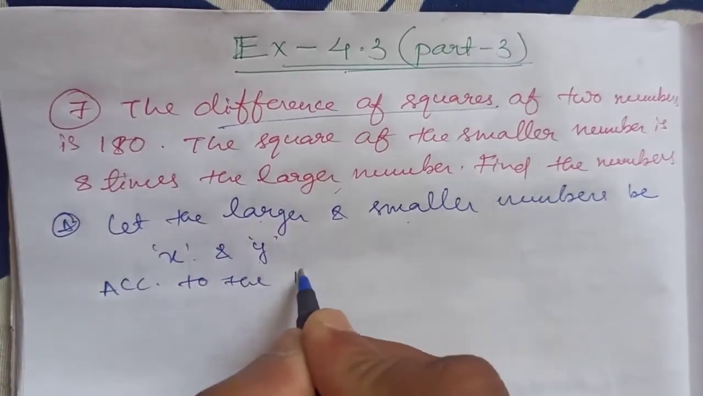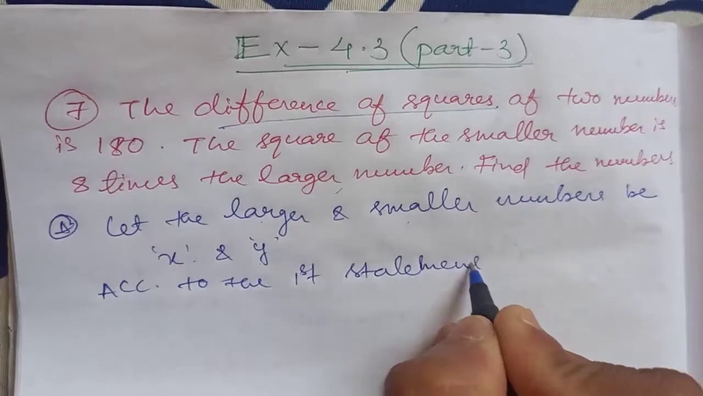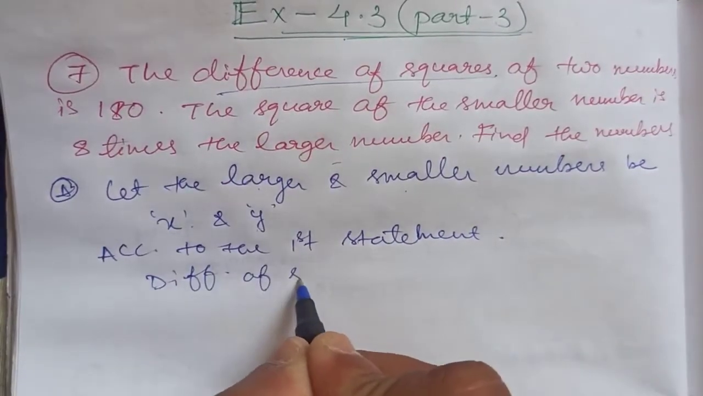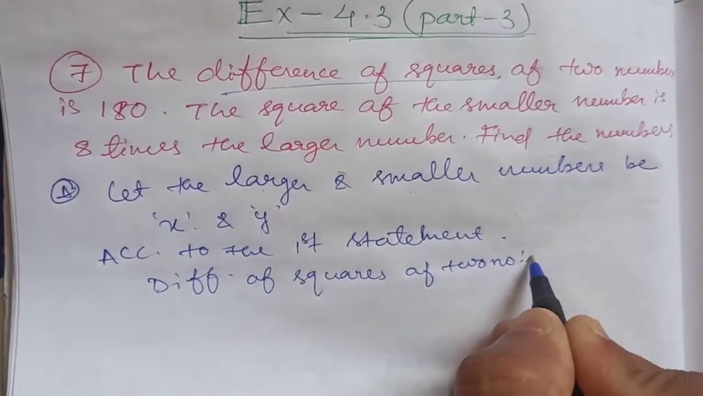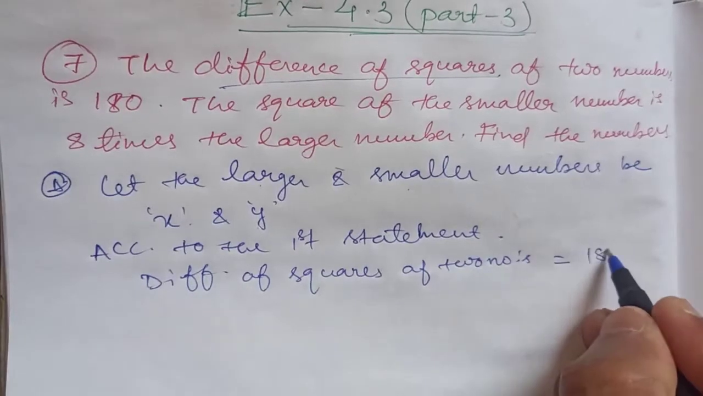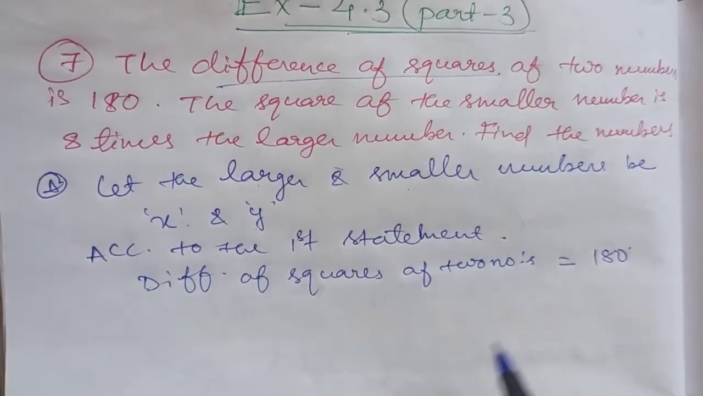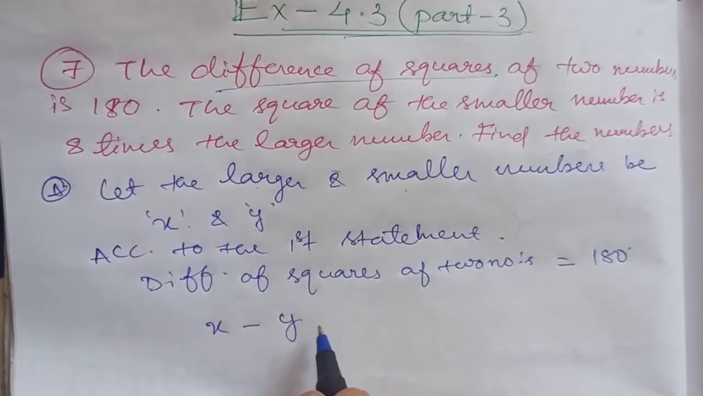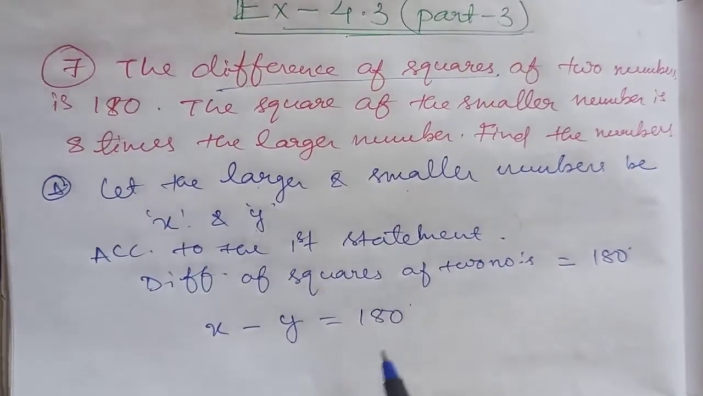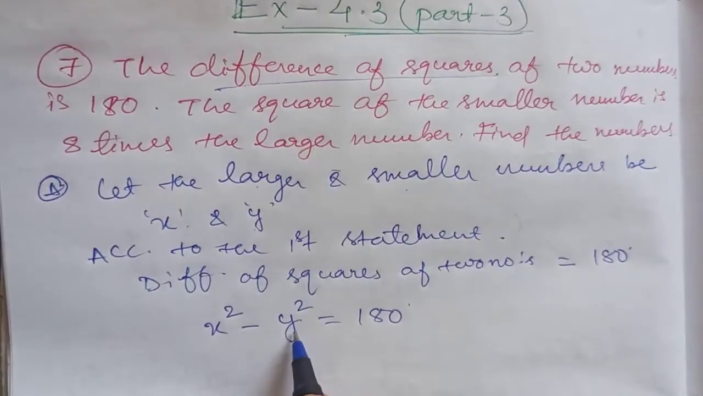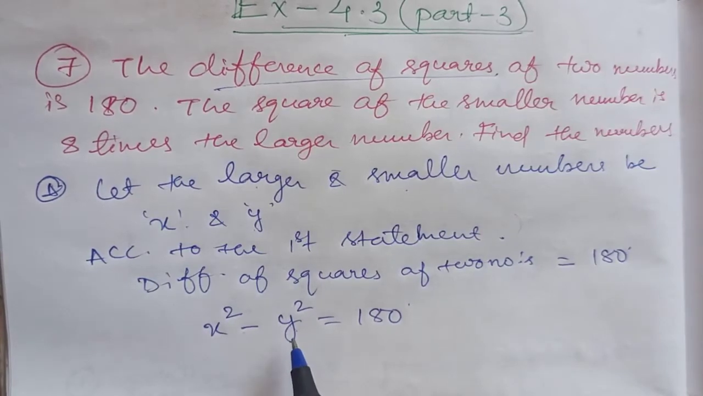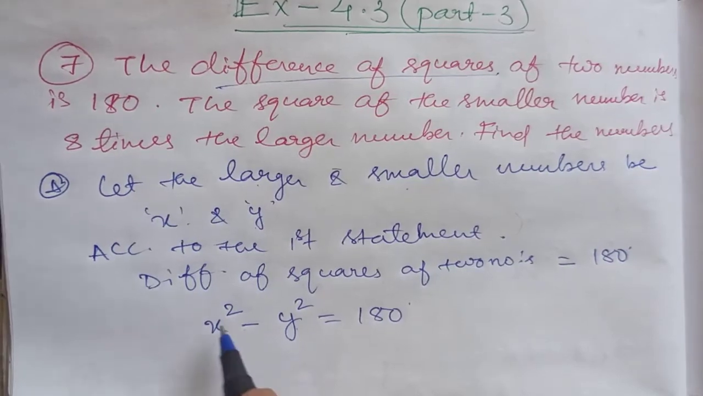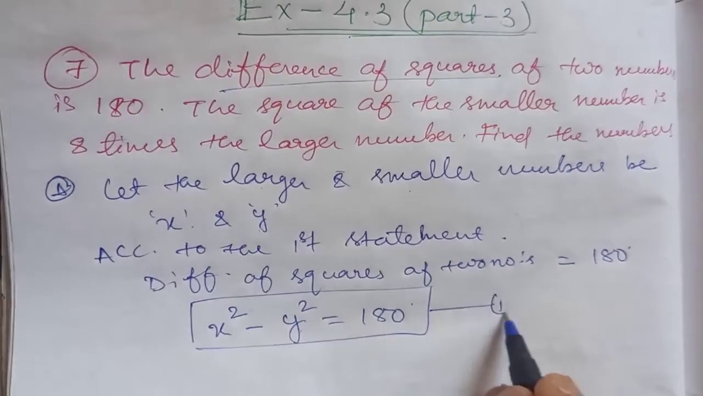According to the first statement of the question, the difference of squares of two numbers is 180. Difference means minus, and squares, that is x square minus y square equals 180. Both the numbers squared, and the difference means minus, is 180. This is equation 1.